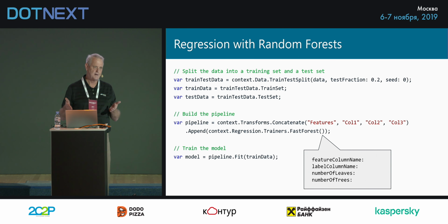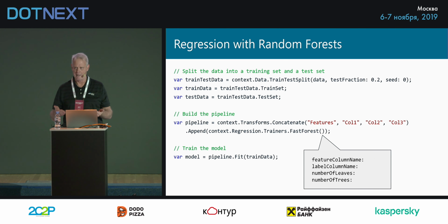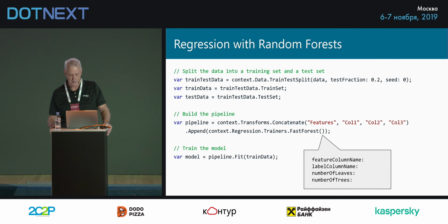Those are the ones that, during training, the model is actually looking at to try to build a relationship between the values it sees there and the values it sees in the label column. The way ML.NET does this is it has you call this concatenate method to create in your data view a column named features. And in that call, you specify all of the columns in the data view that you want to be included in that features column.